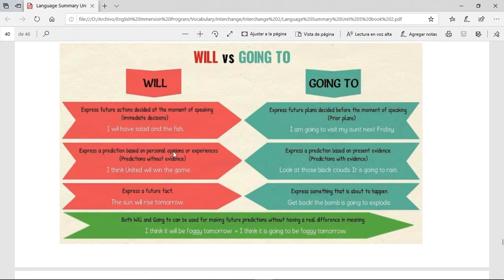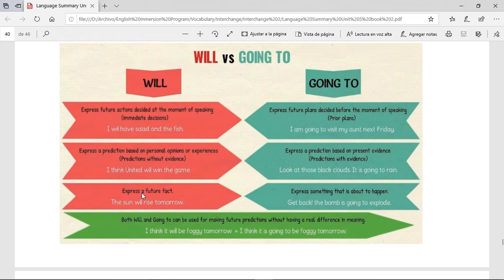But when you use going to, it is to express a prediction based on present evidence. Like, you see that things are going to happen. You know, you have evidence. Look at those black clouds. It is going to rain. If you say, oh, I think it will rain tomorrow, you don't have evidence. You just are talking about what you think. But if you see black clouds and it's really foggy and really windy, you say, oh, it is going to rain, okay?